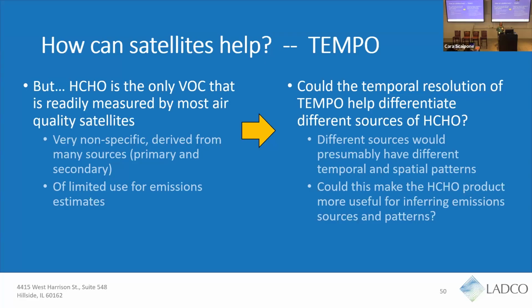We know secondary formation peaks in the afternoon when photochemistry is happening. That's going to have a different temporal profile than primary emissions, which I'm actually not sure what they would look like for the different time frame. And the spatial resolution as well. So that's one thing. I could imagine some machine learning processes taking a lot of data, putting it together, but that's one approach to make the formaldehyde product more useful.